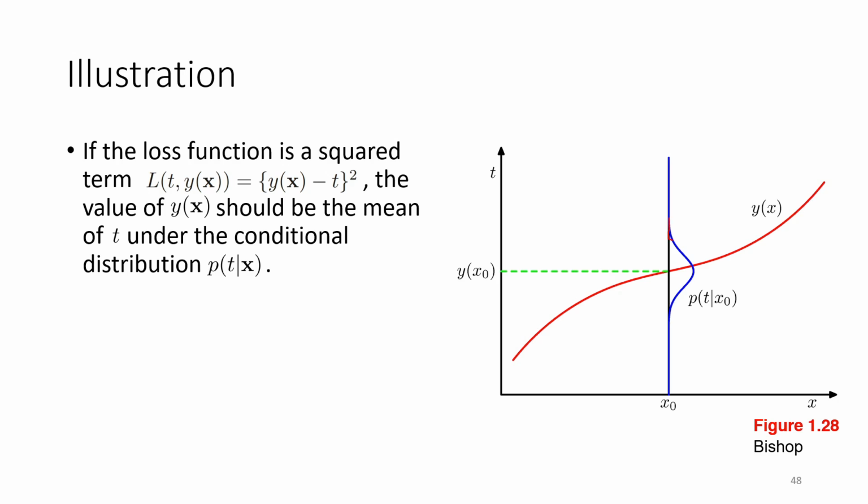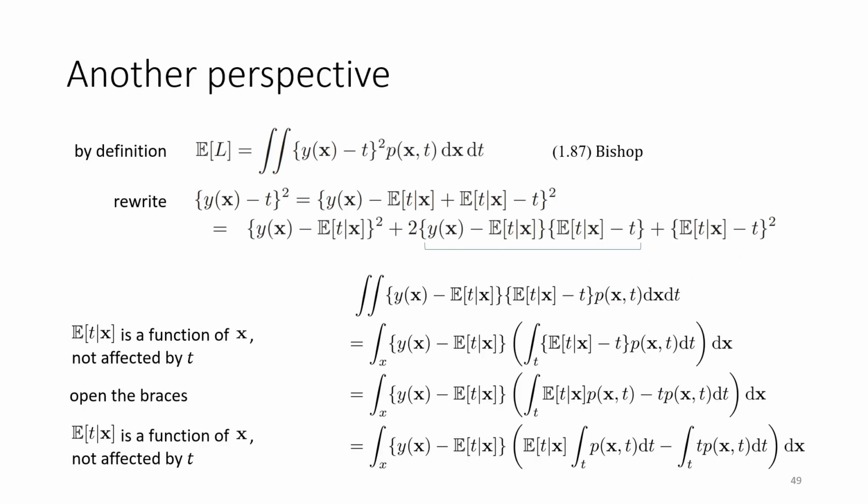And we don't care, I should say, no matter what the distribution of the t is, if its expectation or the mean is exactly the y0, then it will have the minimum overall expectation of the loss. Okay. So from another perspective, this is the definition of the expected loss.